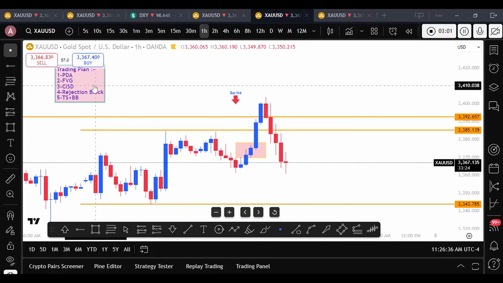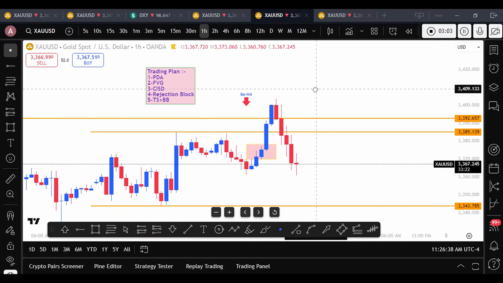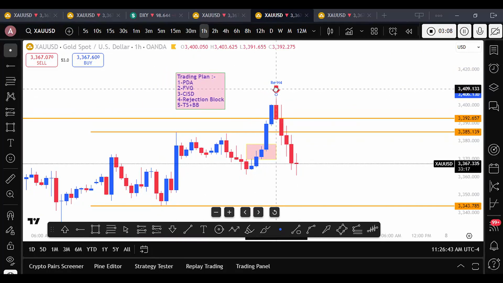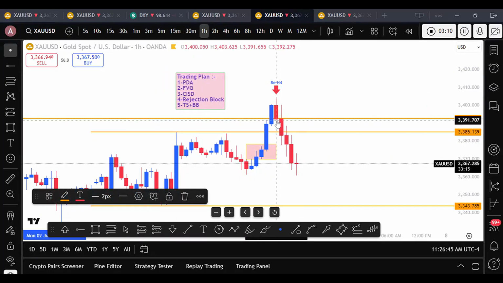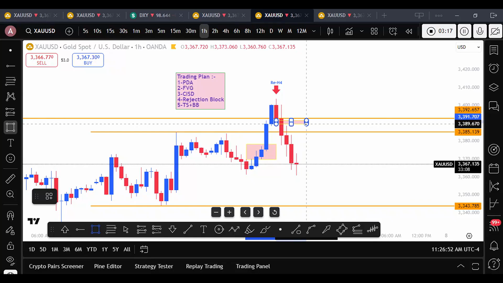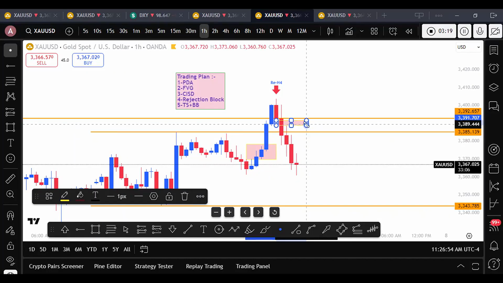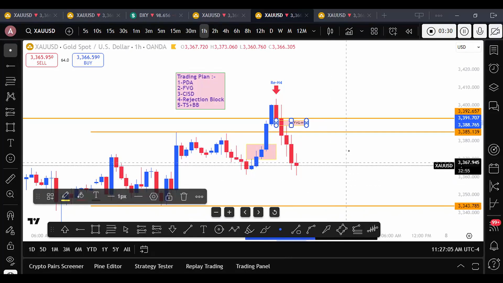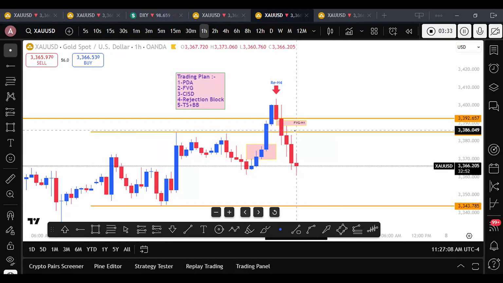When we change to H1, we can see that this rejection block on H4 contains a bearish fair value gap here, which is very important. This is a bearish fair value gap. I will make it smaller to see it. This is the H1 bearish fair value gap.